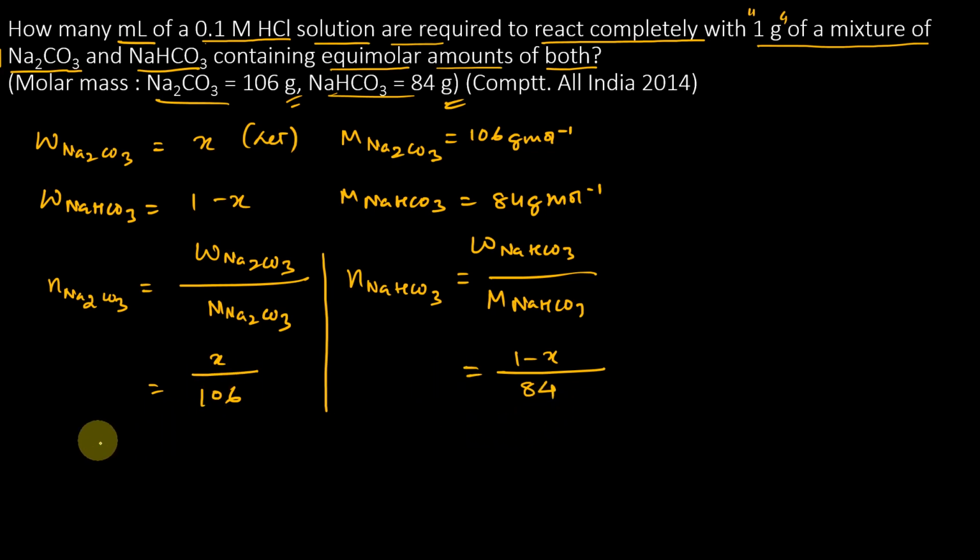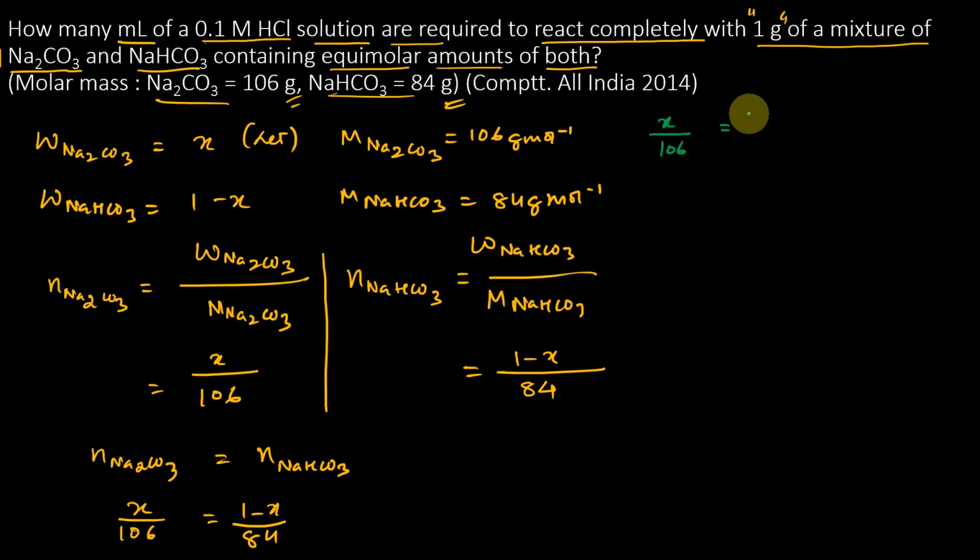दोनों अगर वैल्यू सेम है then we can equate number of moles of Na2CO3 equal to number of moles of sodium bicarbonate. ठीक है. तो ये क्या हो जाएगा? x divided by 106 is equal to 1 minus x divided by 84. If I do this calculation कितना आ जाएगा? 84x plus 106x. It will be 190x is equal to 106.